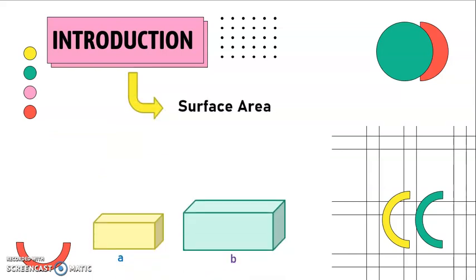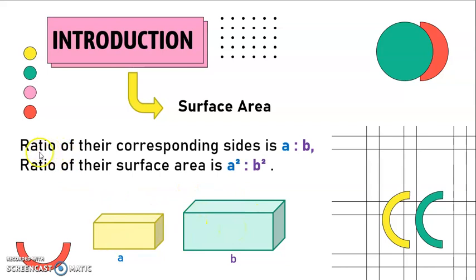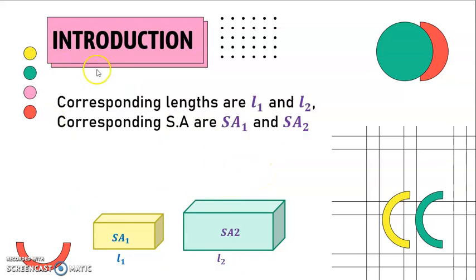For surface area, for example, we have these two cuboids, which are similar cuboids. The ratio of their corresponding sides is A to B because they are similar. Hence, the ratio of their surface areas is A square to B square. The corresponding lengths are L1 and L2, and the corresponding surface areas are surface area 1 and surface area 2. So surface area 1 divided by surface area 2 is equal to (length 1 divided by length 2) squared. Remember, if it's a surface area, it must be a square. It's always a square.